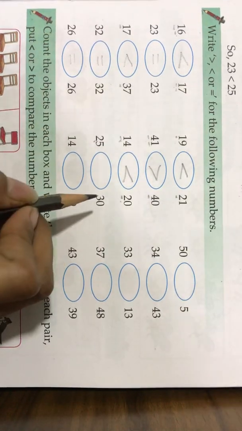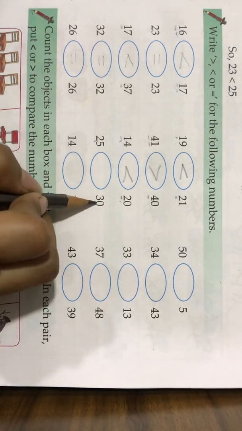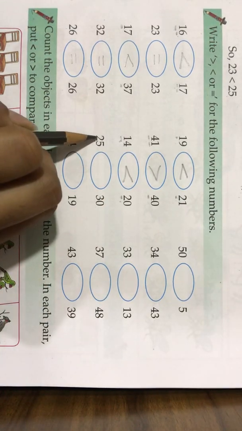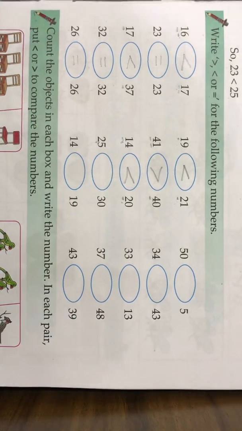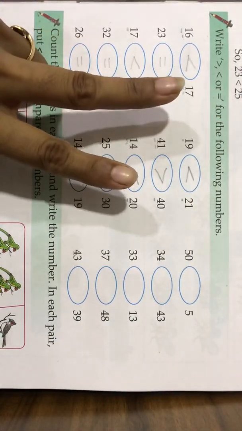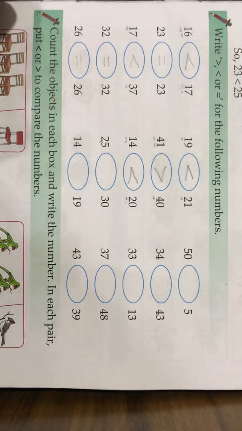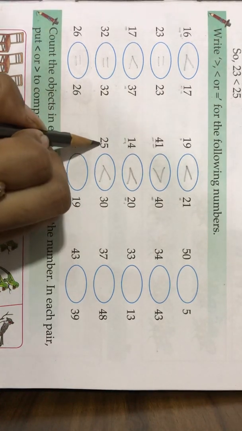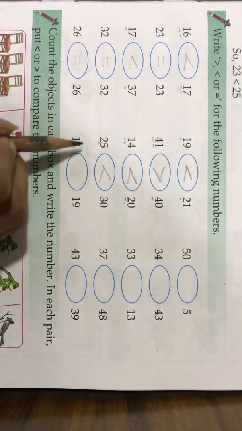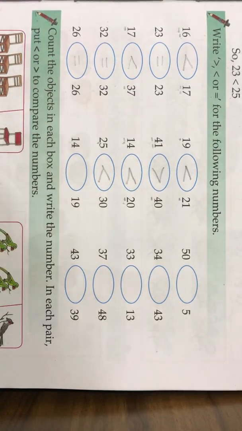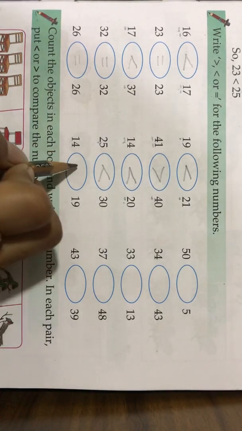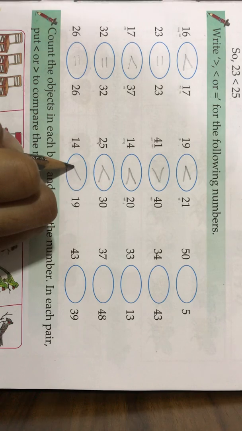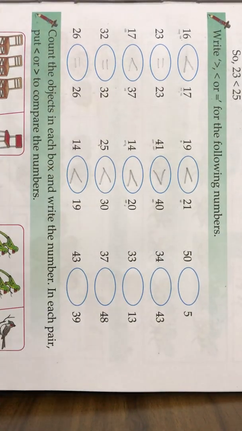25, 30. Which one is the bigger number, children? 30, right? 2 tens, 3 tens. So 2 tens is always less than 3 tens. So 3 tens is bigger. 30 is bigger than 25. Or 25 is less than 30. 14, 19. Which one is the bigger number, children? 19. 14 is less than 19.